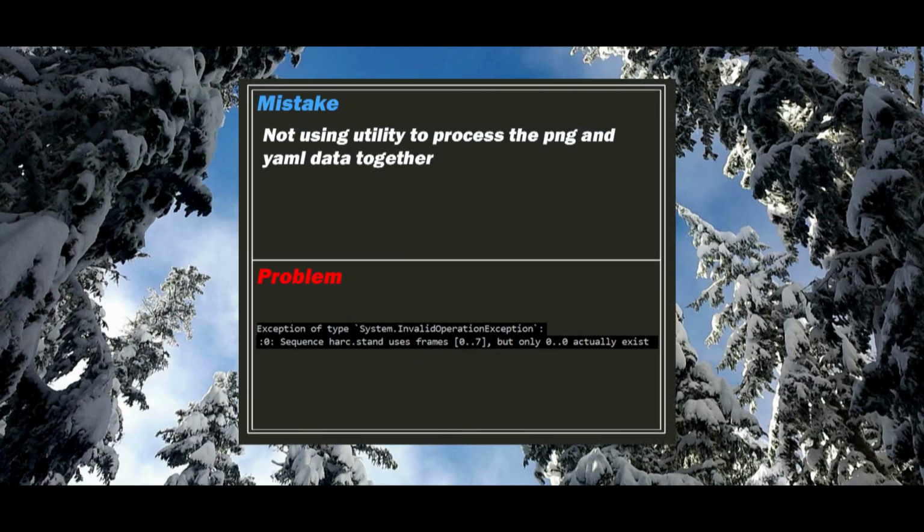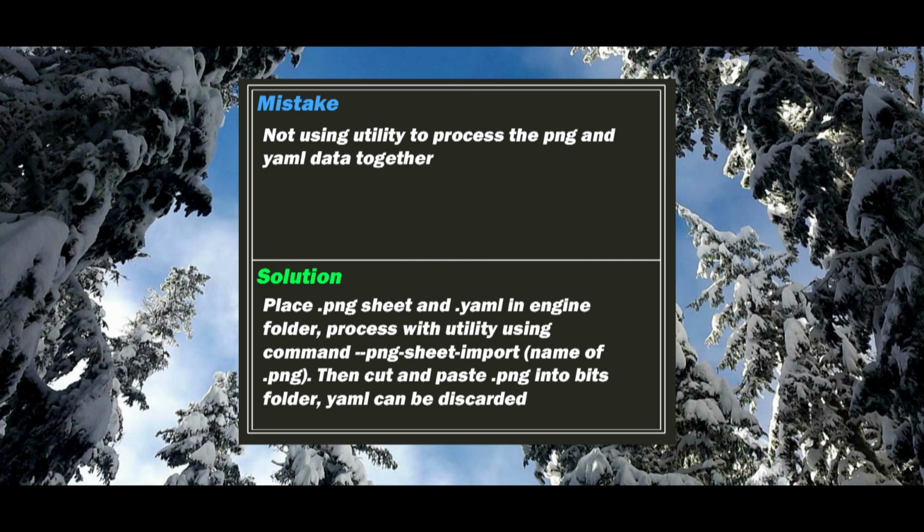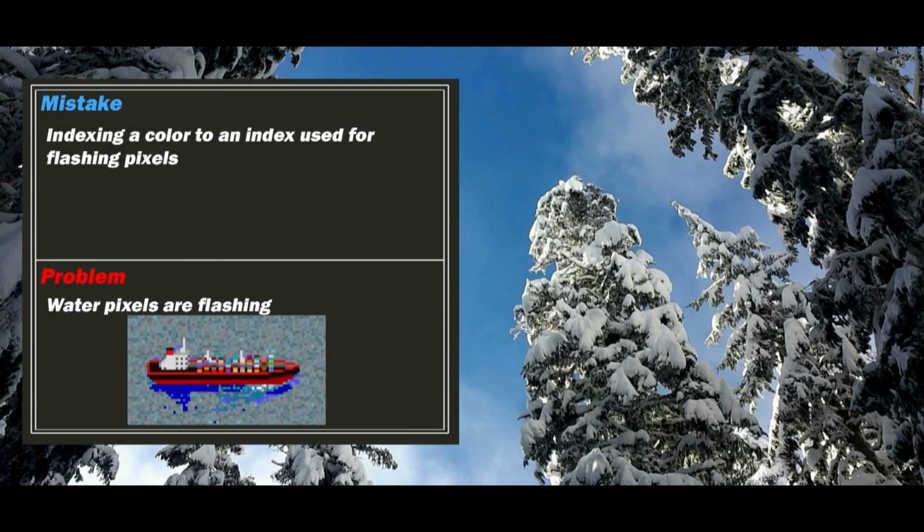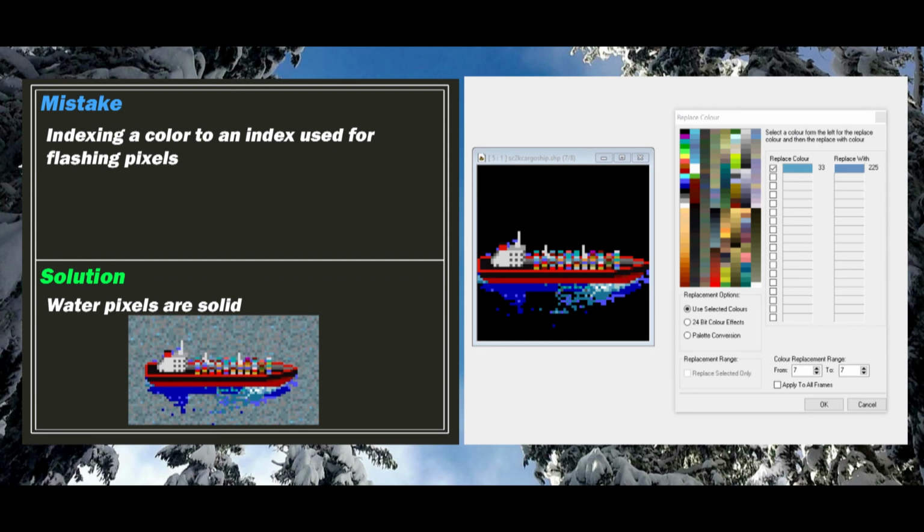Not using the utility to process the PNG and YAML data together. The .png sheet and .yaml need to be placed in the engine folder, then use the utility with the command /png/sheet/import name of PNG, then cut and paste the PNG into the bits folder. The YAML can be discarded. Indexing a color to an index used for flashing pixels. Simply recolor to another similar color, or create a new palette and put an exception for flashing lights.